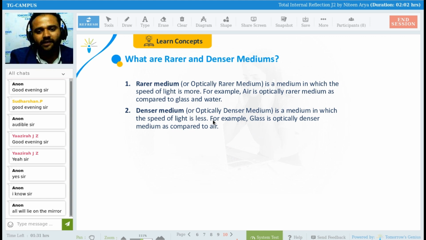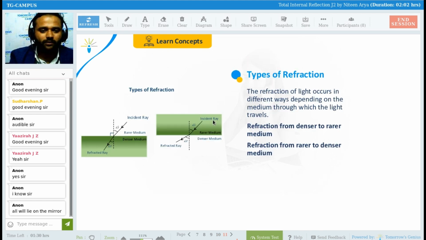Rarer and denser medium. A rarer medium, or optically rarer medium, is a medium in which the speed of light is more. For example, air is an optically rarer medium as compared to glass and water. So this is important for the definition part. A denser medium, or optically denser medium, is one in which the speed of light is less. For example, glass is an optically denser medium as compared to air. Clear? Good. Now types of refraction.